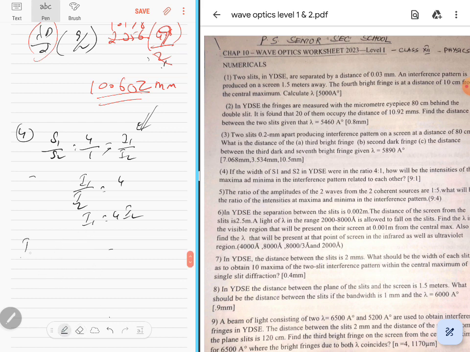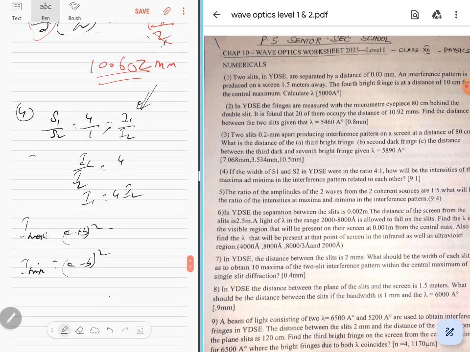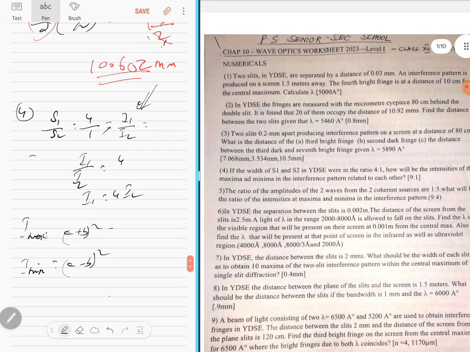So the maximum intensity formula is (A plus B) the whole square, and the minimum intensity formula is (A minus B) the whole square, where A and B are the amplitudes. Intensity is the square of amplitude, so I1 by I2 is A square by B square. Therefore A by B itself is 2:1.